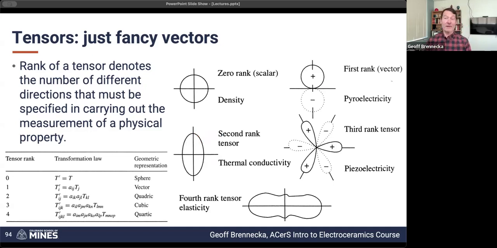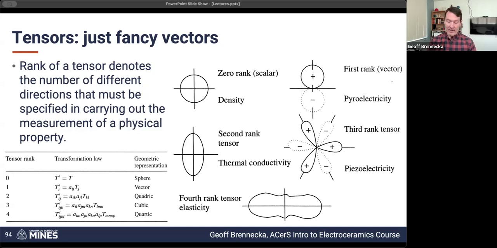Piezoelectricity is fun because it ends up being a third rank tensor. So you're actually combining all of these together. You end up with the magnitude plus three different directions within the solid. So you can have different magnitudes of response in all three dimensions, and they can be positive or negative. We're not going to go into the matrix math in gory detail, but I just want you to understand that this is where it's coming from.